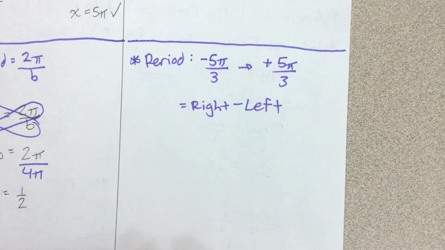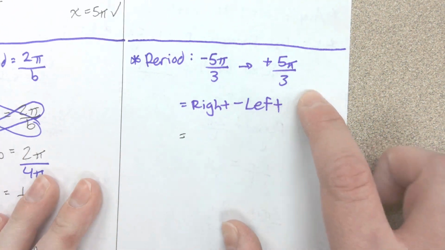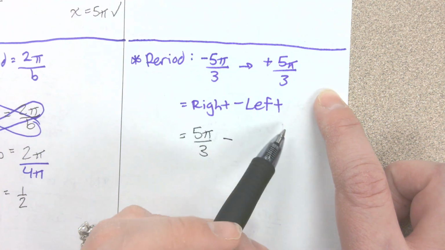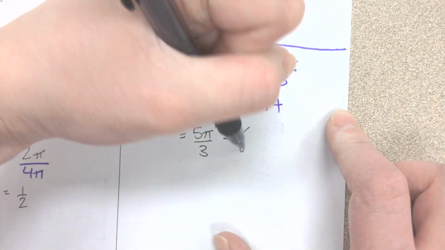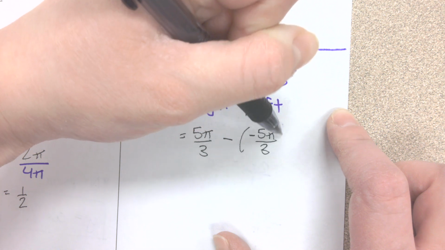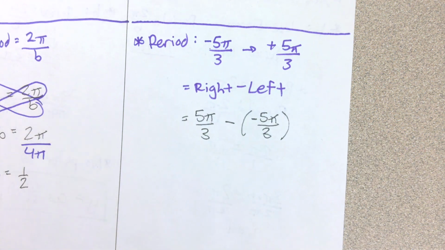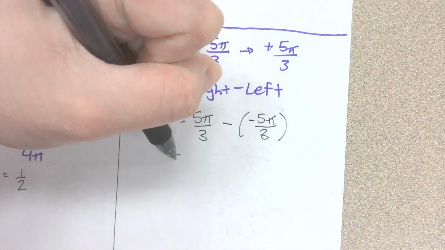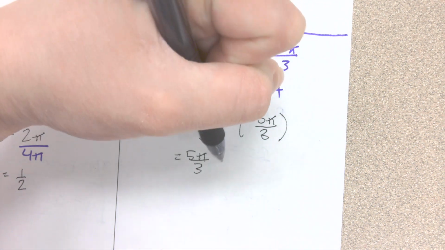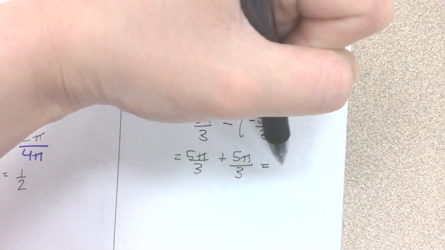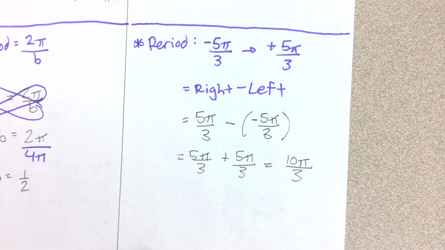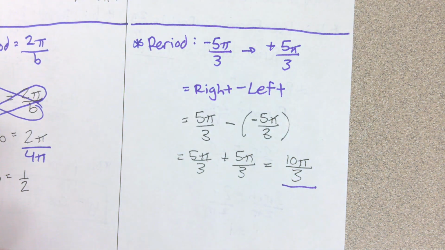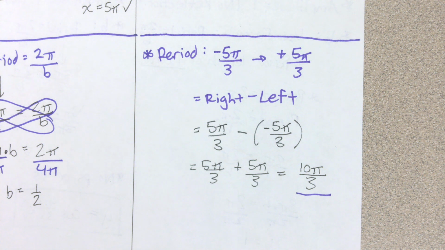So doing the math, the right number was positive 5 pi over 3. Minus always stays regardless of what comes next. The left number, which was negative 5 pi over 3. And then, of course, when you have two negatives, they're going to make a positive here. So we have 5 pi over 3 plus 5 pi over 3, which is 10 pi over 3. So that's going to be the period. Questions on that?